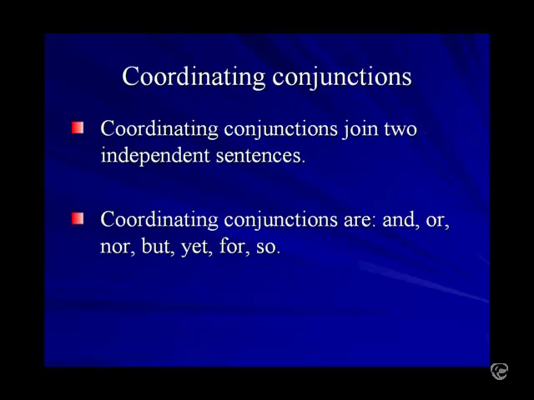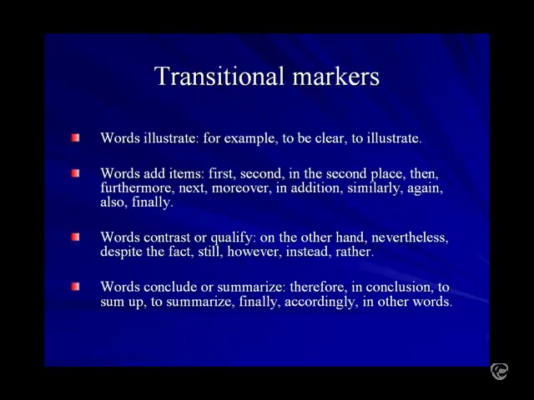Coordinating conjunctions are very, very useful, and it's important that you understand what they are. These are the words that join independent sentences to each other, forming thus a compound sentence. Coordinating conjunctions are and, or, nor, but, yet, for, and sometimes so. That's all there is. You should have no trouble learning them all.